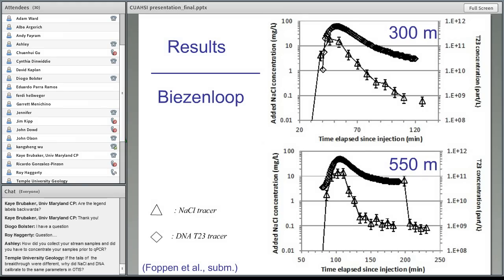Okay, then just a quick follow-up. So I see, in your breakthrough curves, they typically have 15, it looks like 15 or so samples. So why, sorry, I don't mean to be critical in this way, but... It's okay, no problem. Why so few samples?